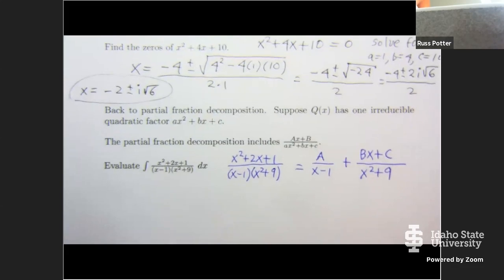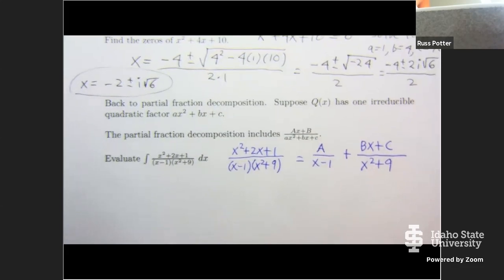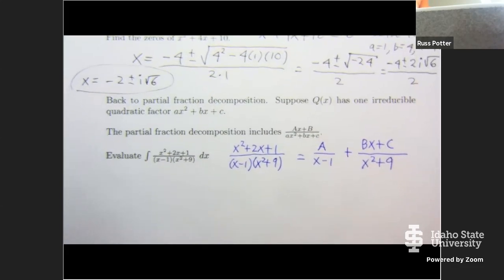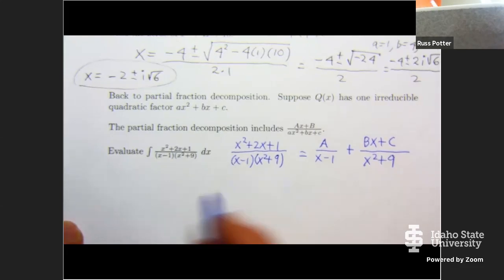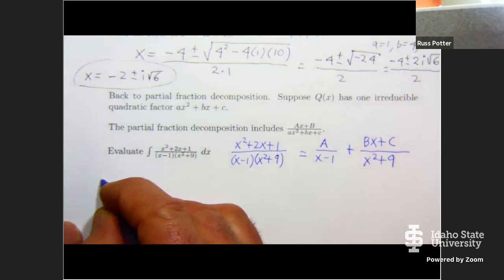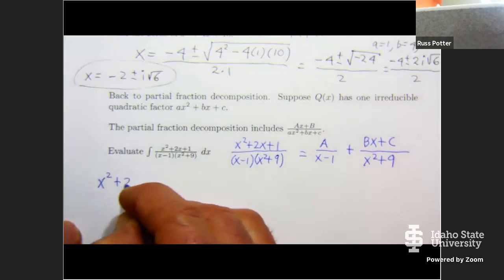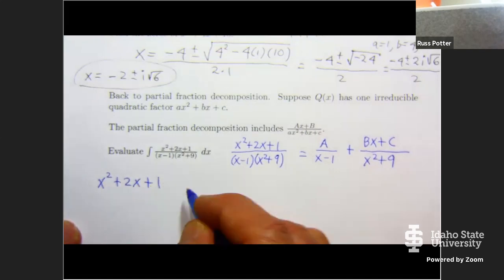So now we proceed the way that we did yesterday. We'll multiply both sides of this equation by the denominator, x minus 1 times x squared plus 9. So when we multiply the left-hand side by the denominators, they cancel. So we're just left with x squared plus 2x plus 1.